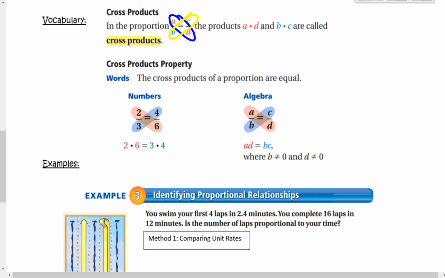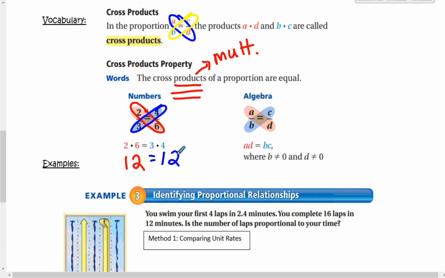So what this means: here in this proportion, we see that 2 and 6 are cross products. Cross products means multiplication. So if we take 2 times 6, we get 12. If we take our other cross products, 3 and 4, and we take 3 times 4, that also equals 12. So if two ratios are proportional, their cross products will always be equal to each other.